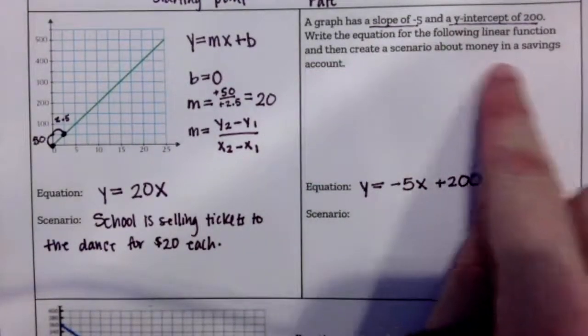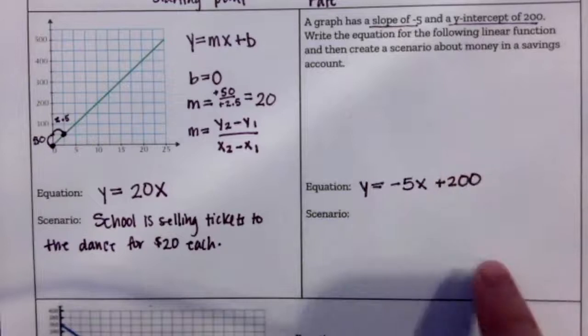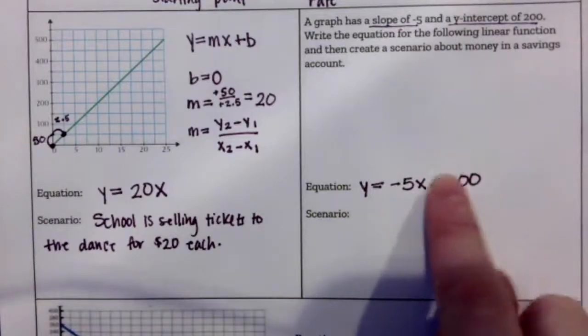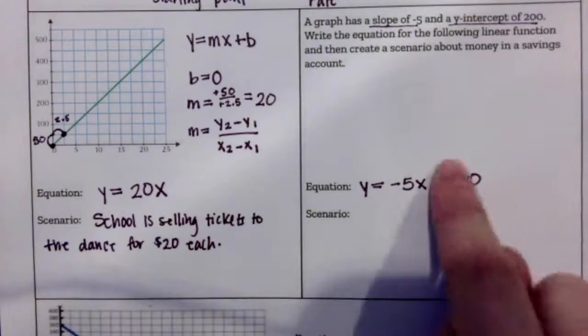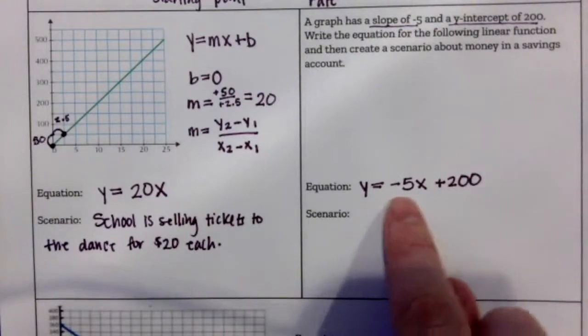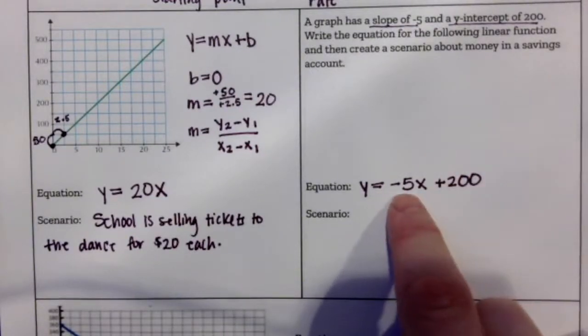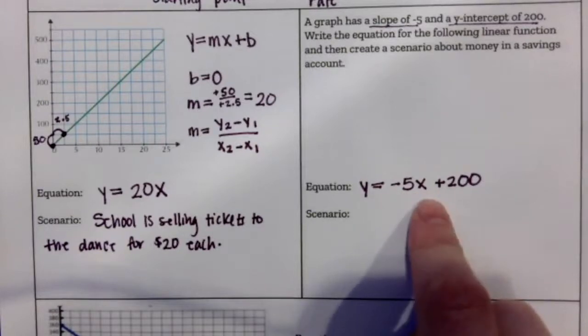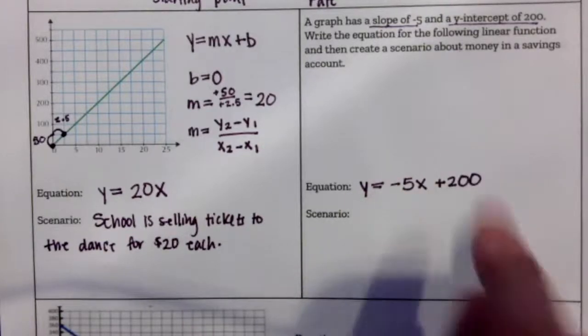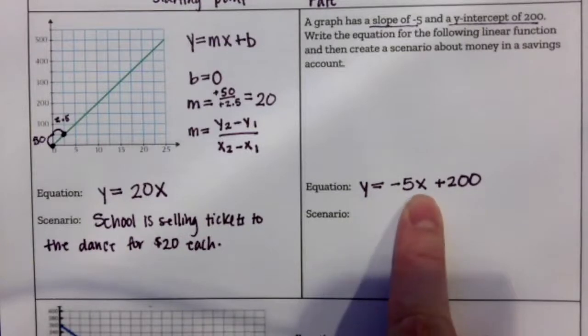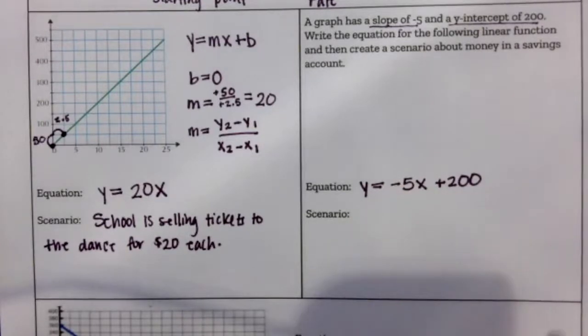And then we need to write a scenario about money in a savings account. So I'm starting with my b value. So I'm starting with 200. In this case, it's money, so I'm starting with $200. And then I'm going down by 5. The other thing I don't really know is what the variable means, and so you can decide what that means in your own head. As long as it's related to a savings account, that's fine. And you can see that it's going down, so we need to be removing money from the savings account.